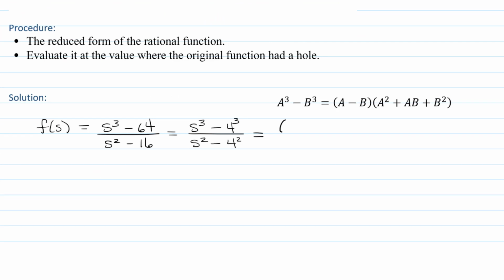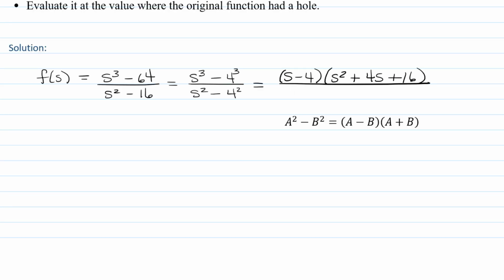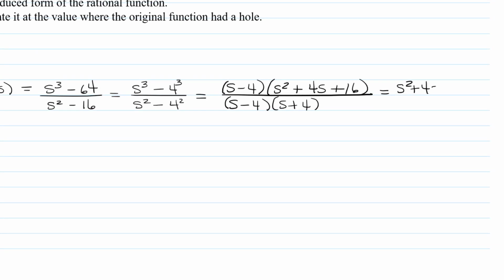So we're going to have a minus b, so s minus 4, times a squared, so s squared, plus s times 4, so 4s, plus 4 squared, which is 16. And in the denominator, we use the difference of squares factoring formula. That's going to be s minus 4 times s plus 4. Now notice that this is equal to s squared plus 4s plus 16 over s plus 4 if we cancel. Well, almost equal. It's equal everywhere except at 4.